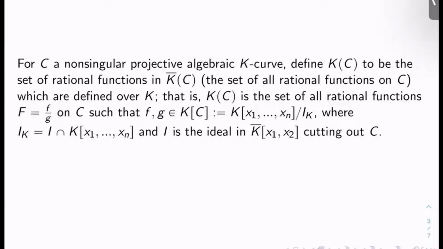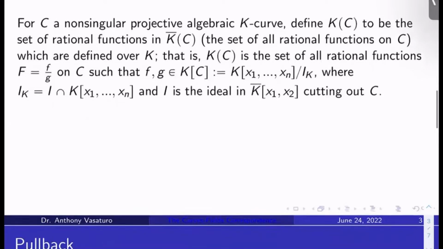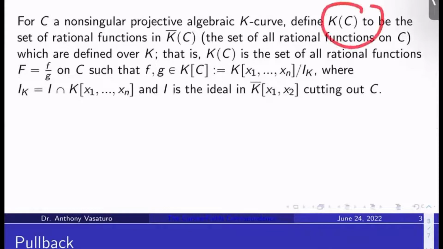Okay, so just think of it as rational functions on your curve C that have coefficients in K, if you want something really easy to latch onto. Okay, so that's what K of C is, where C is a non-singular projective algebraic K curve.